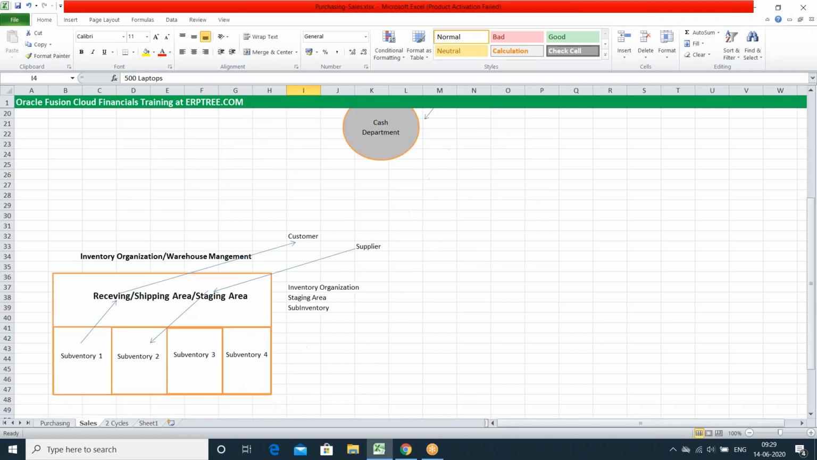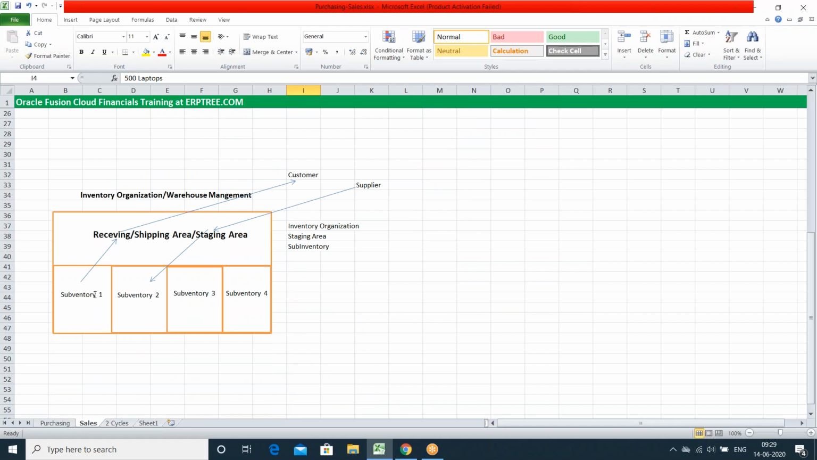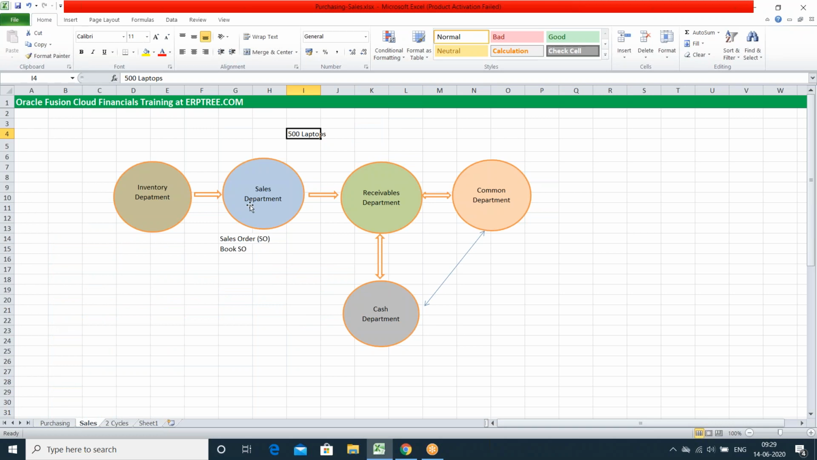So whenever the inventory department moves the material from sub-inventory 1 to this shipping area, they'll inform the same to the sales department. They'll record in the books that against so-and-so customer order, material is moved from sub-inventory to staging. Whenever material is moved from sub-inventory to staging, the sales department will record in their books that quick release has happened.